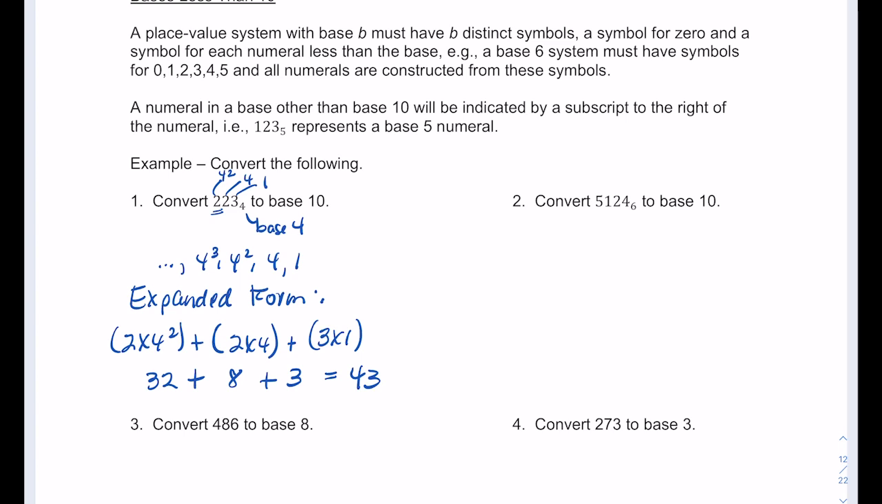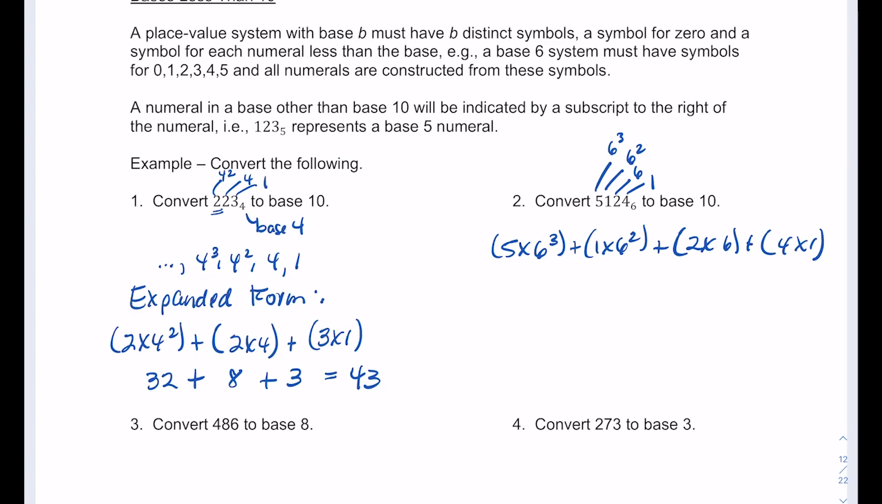Okay, let's try another one. We have 5,124. This time it's in base 6, and we want to convert it to base 10. If it's in base 6, the first spot's in the 1s. The second one would be multiplied by 6. The third would be multiplied by 6 squared. And the fourth would be multiplied by 6 to the third. So all I've got here is 5 times 6 to the third plus 1 times 6 squared plus 2 times 6 plus 4 times 1.